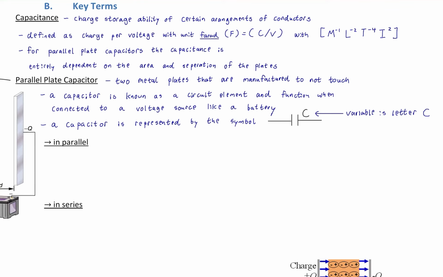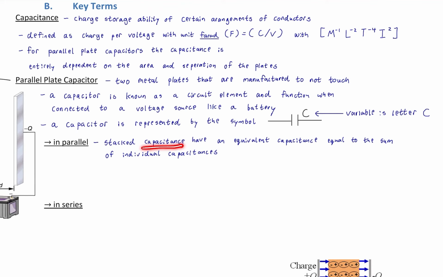So this idea of parallel and series may be entirely new, so I'm going to break down how to describe them. Parallel just means stacked, okay? So stacked capacitors have an equivalent capacitance equal to the sum of individual capacitors. I actually changed just the word capacitors to individual capacitors.